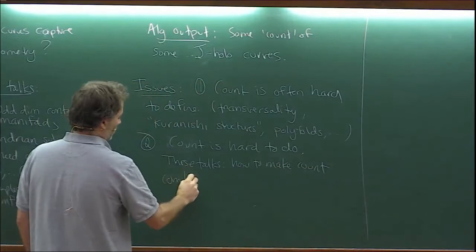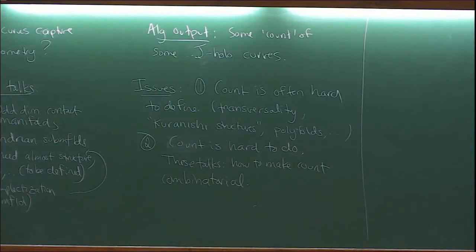Now, once you make it combinatorial, that doesn't mean it's automatically easy to do. There are still hard algebraic combinatorial problems. Like if I have two algebraic structures, how do I tell if they're the same or different?